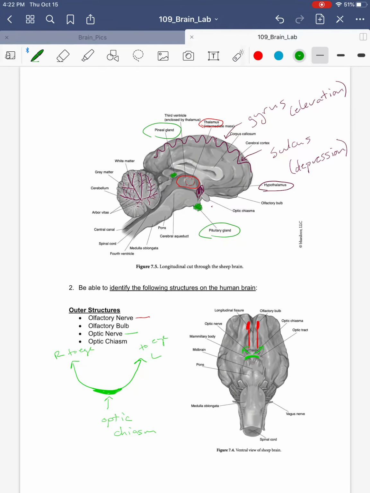Just be careful because they both begin with a P, but the pineal gland is behind the thalamus. It actually secretes a hormone called melatonin, which you may be familiar with because it deals with our circadian rhythm and our sleep-wake cycle.